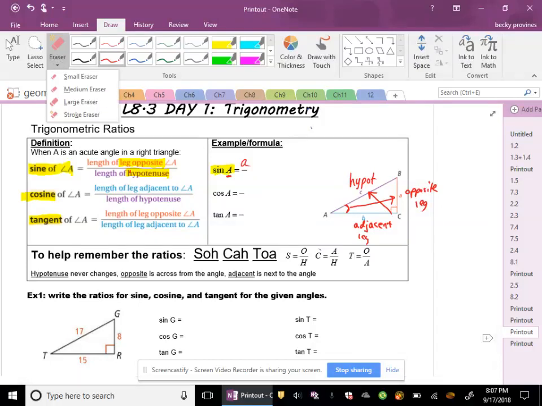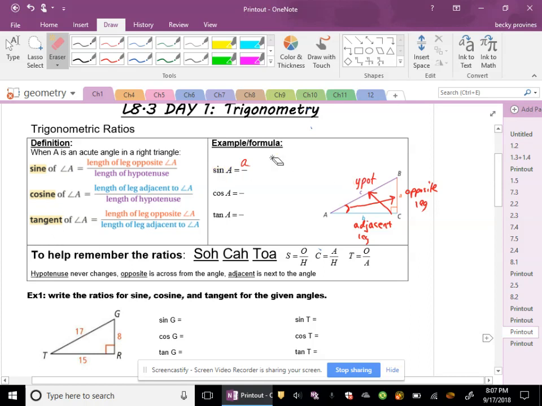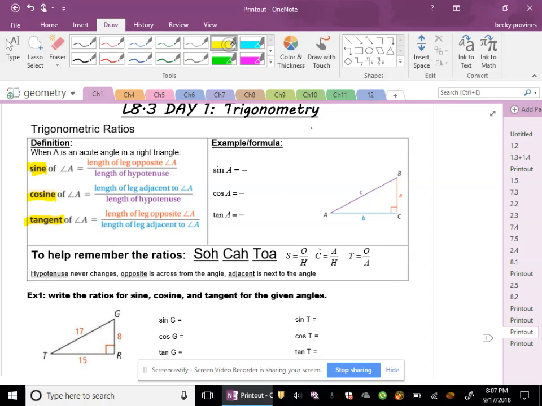Hi, today we're going to go over a lesson about trigonometry, lesson 8.3. And I'm going to introduce you to 3 new words. The words are sine, cosine, and tangent. Now, each of these words just represents a side of a triangle over another side. That's the easiest way to think of it.